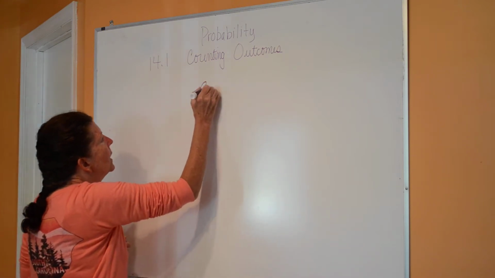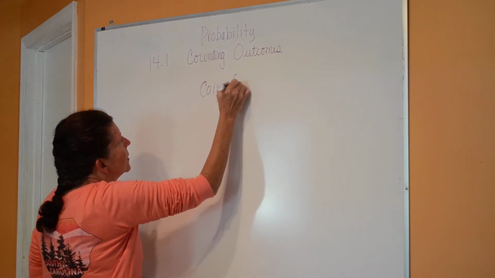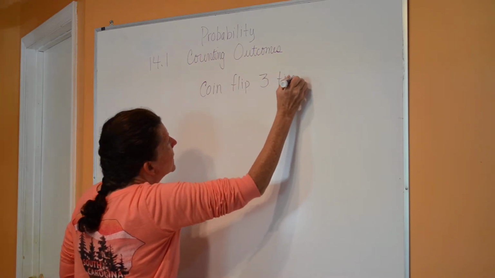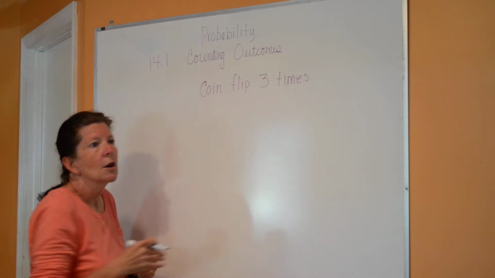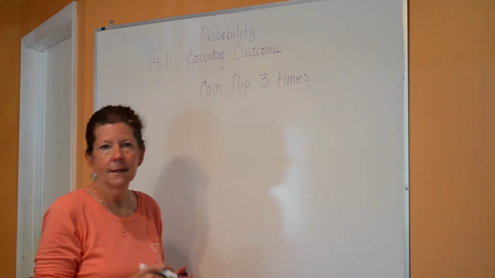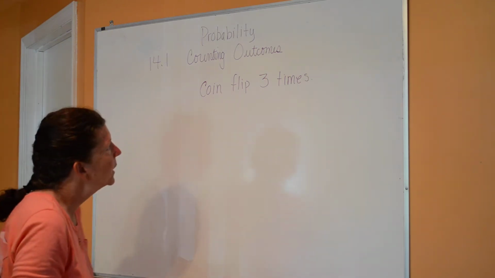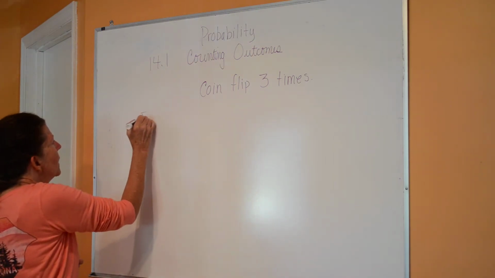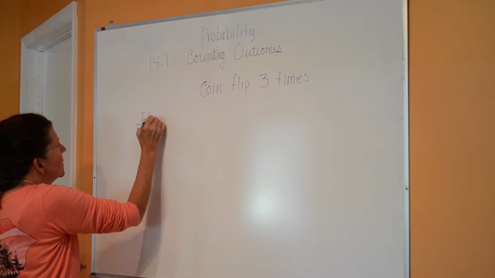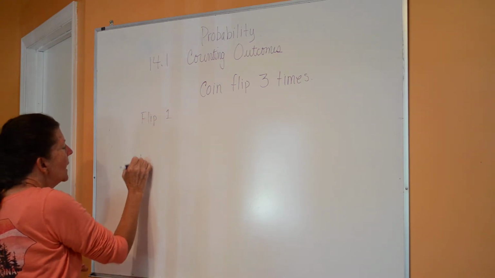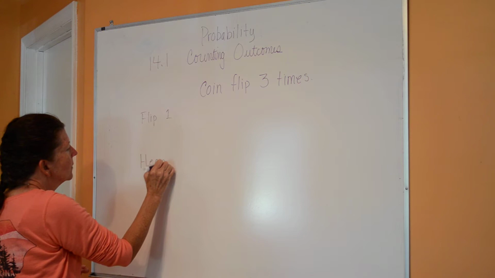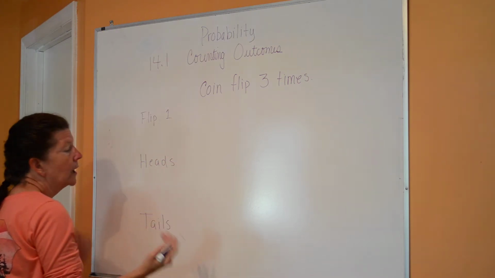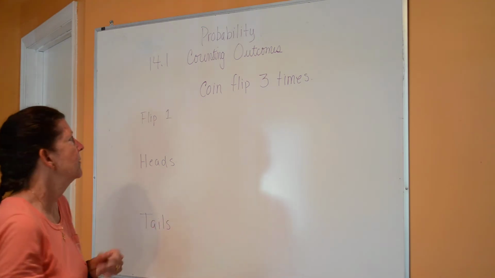So a coin is flipped 3 times. And I want to know all the possible ways that you can get heads and tails when you flip the coin. So what I'm going to do is draw a tree diagram. I flip the coin the first time. So this is flip number 1. I can either get heads or tails. Okay, that's the only outcome I can get when I flip the coin.